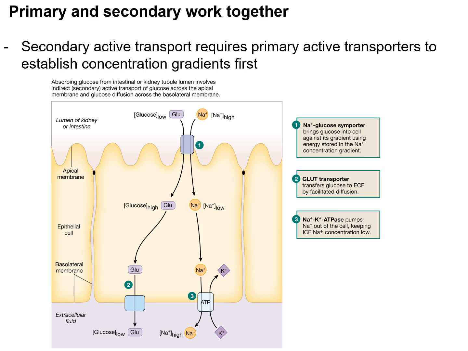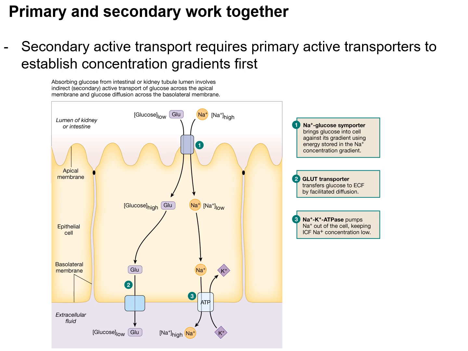What is the action of this pump? It takes 3 sodium from inside to the outside, and it brings 2 potassium from outside to the inside of the cell. So the concentration of the sodium inside of the cell will be lower than in the lumen of the nephron or intestine. So here sodium tends to come back to the inside of the cell because of the gradient that we established from the primary active transport. But this sodium will not be moved through a channel.